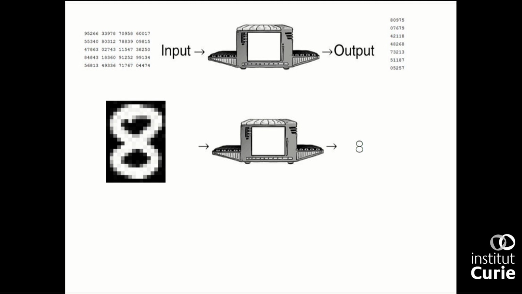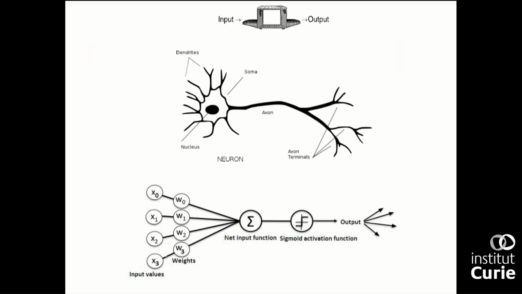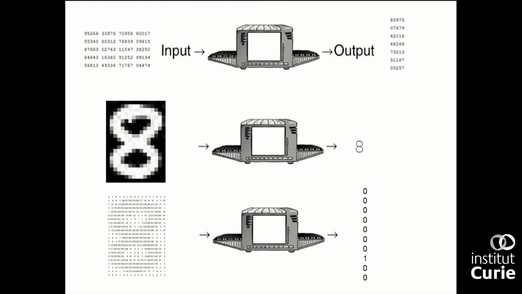Actually, it doesn't work exactly like this, but rather like that. The numbers that you input here are the intensities of the pixels. And the number that it outputs is not 8, because that's a classification problem. So there is a class 1, class 2, and so on. What it will output is a vector with hopefully zeros for the numbers 0, 1, 2, 3, 4, 5, 6, and a 1 for the number 8.